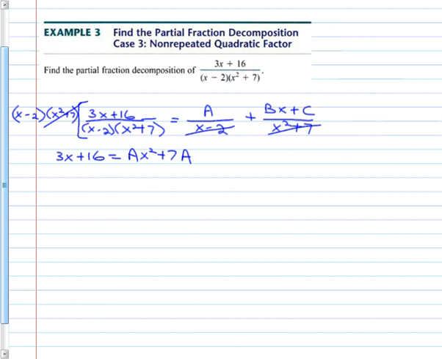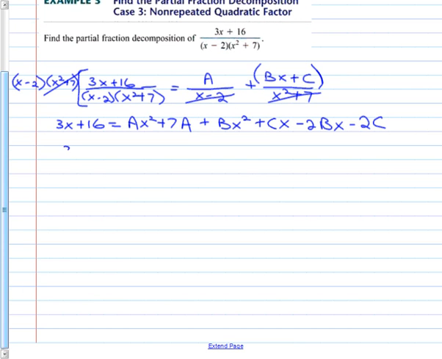X squared plus 7 canceled. What do I have to do here? FOIL. I've got to multiply that together. So I'm going to take my first terms, bx times x, bx squared, outside plus cx, inside minus 2bx, and last terms minus 2c. And then I again am going to collect like terms.